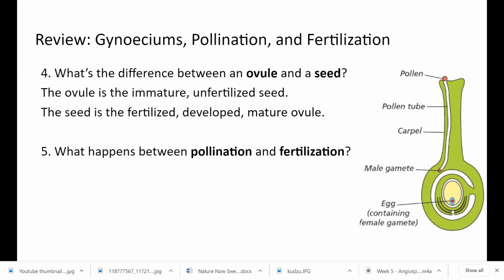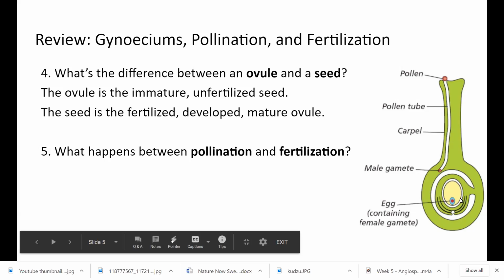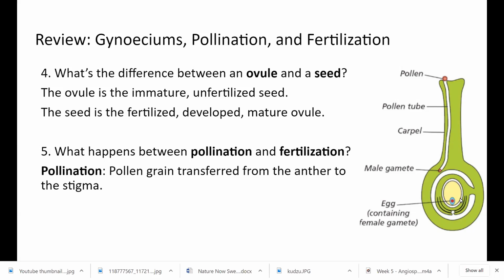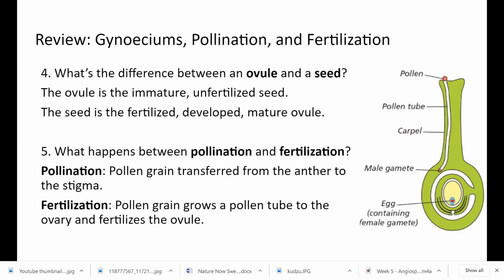And that feeds into our last point, what happens between pollination and fertilization. So you have pollination, where the pollen lands on the stigma at the top of the carpel. And then fertilization happens after that pollen grows a tube down into the ovary and fertilizes the egg. So that's a really important distinction there. Pollination is just the transfer of pollen from the anther to the stigma. Fertilization is when the pollen grain grows a pollen tube into the ovary and fertilizes the ovule, so it can develop into a seed.